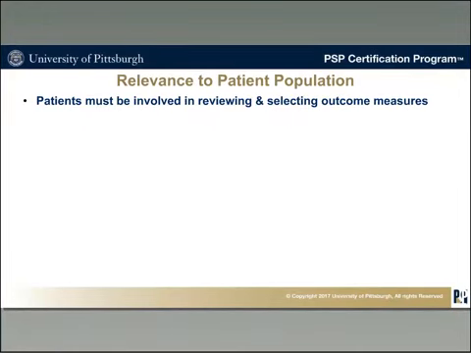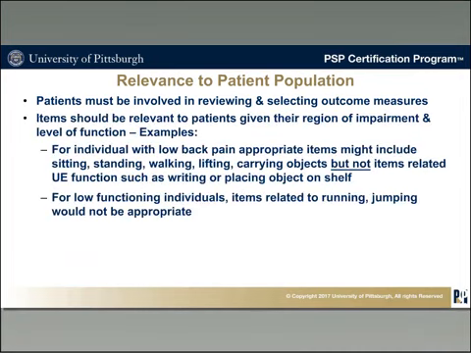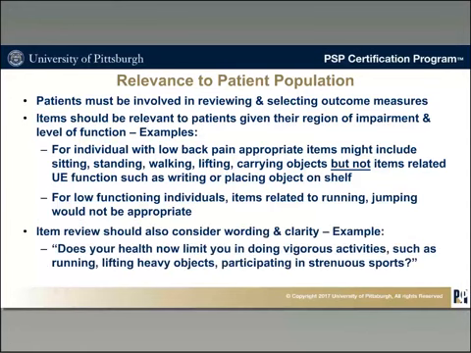In terms of relevance, the patients must be involved in reviewing and selecting outcome measures. The items should be relevant to the patient given their region of impairment and the level of function. For an example, for an individual with low back pain, appropriate items might include sitting, standing, walking, lifting, carrying objects, but not items related to upper extremity functions such as writing or placing an object on the shelf. For low-functioning individuals, items representing higher order activities like running or jumping would not be appropriate.